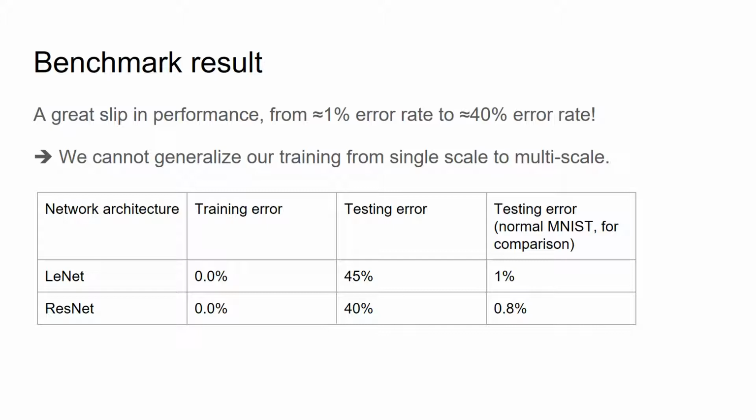We do our experiment on these two models, and the benchmark results are surprisingly similar. We both see a great slip in performance from approximately 1% error rate to approximately 40% error rate. So this is a great slip, and no matter whether we use the old model or the very latest model, the CNN performs poorly.